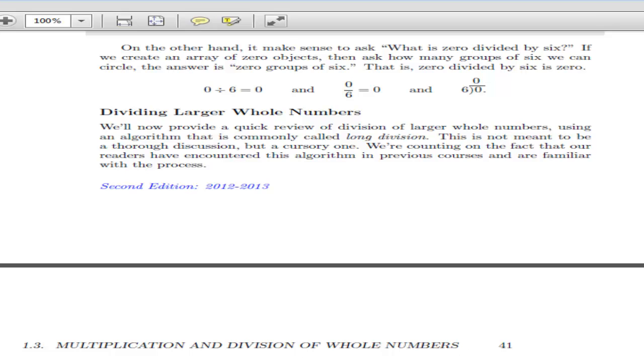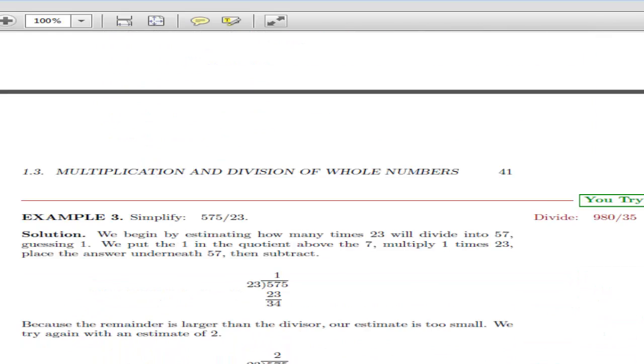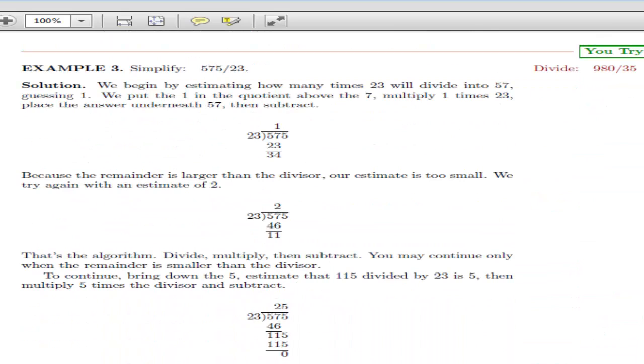Dividing larger whole numbers. We'll now provide a quick review of division of larger whole numbers using an algorithm that is commonly called long division. This is not meant to be a thorough discussion, but a cursory one. We are counting on the fact that our readers have encountered this algorithm in previous courses and are familiar with the process. Example 3. Simplify 575 divided by 23.